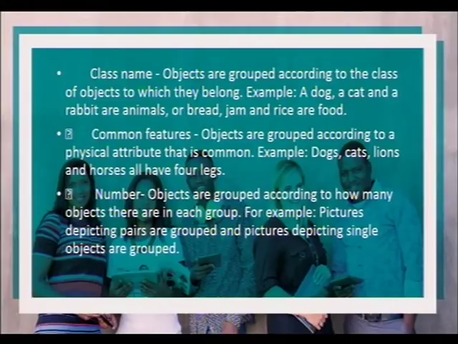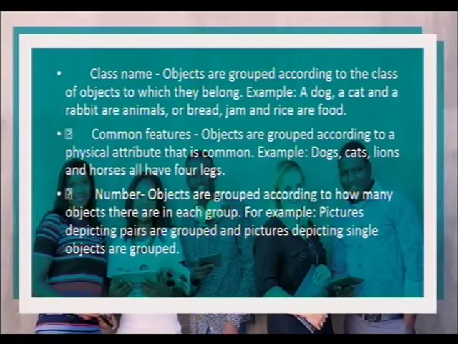Then we have common features. Objects are grouped according to a physical attribute that is common. Example, dogs, cats, lions, and horses all have 4 legs. And then you can have fish, anything from the sea. Then you can group things that have common features. These ones you can say they all have 4 legs, and these ones only have 2 legs. Or you say these ones can talk. You can find things that have common features so that they can be grouped as one family.